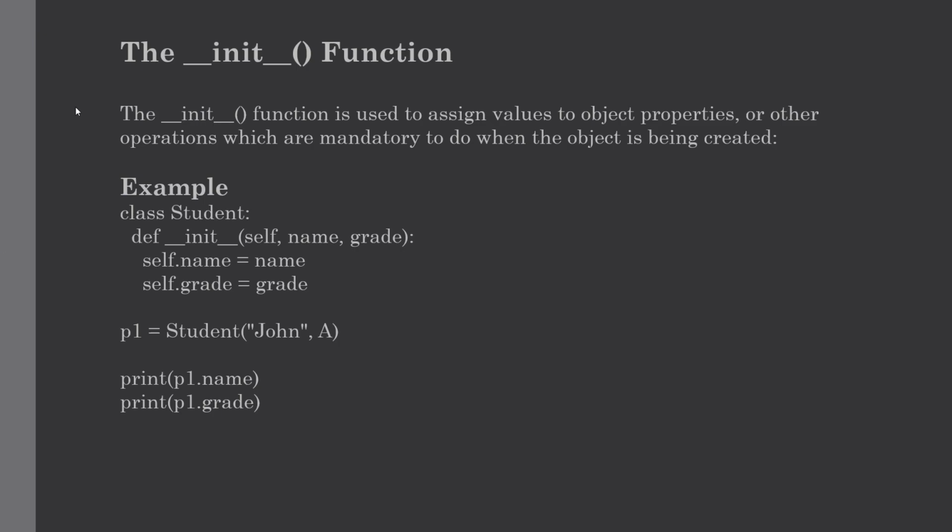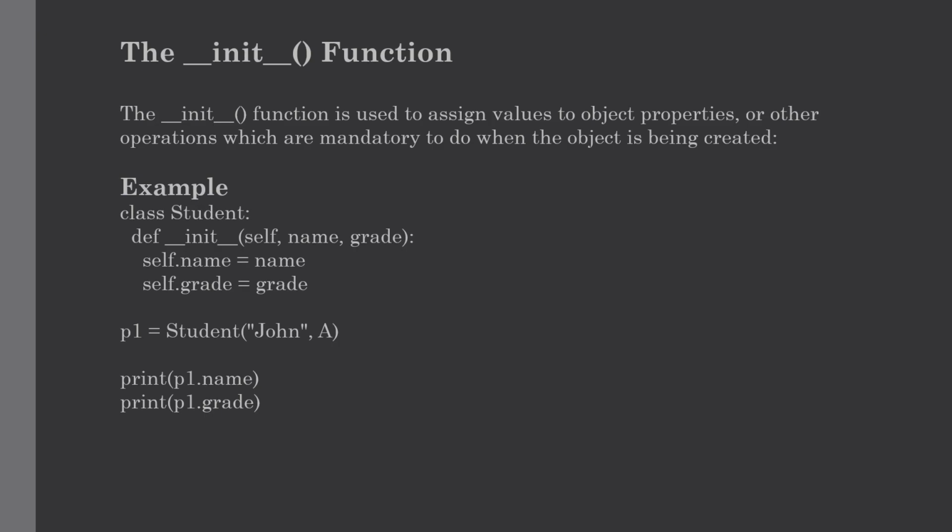As you can see in this example, we have created one class named Student and we have used the init function for assigning the values for name and grade, and it is executed whenever the class is being initiated. So we have used the init function for assigning values to the object properties and other operations which are necessary when the object is being created.